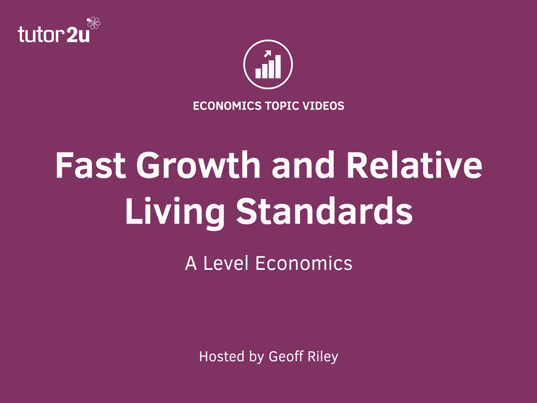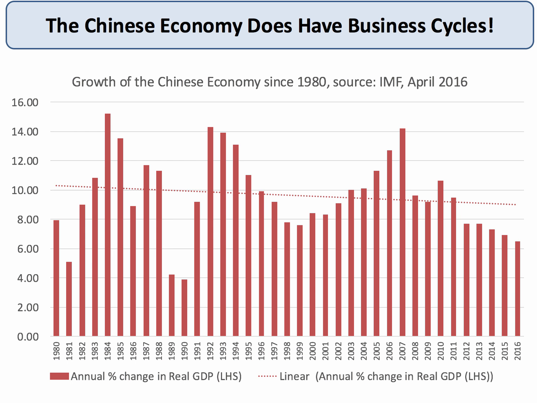Hi there. As part of our A2 macro assessment of the Chinese economy, let's look at the impact of fast growth in China and improvements in relative living standards. So here's the chart showing the economic cycle for China. And yes, China does have a business cycle, although of course they've avoided recession over the last 35 years. But actually anything less than 4 or 5% growth is effectively recession for the Chinese economy.